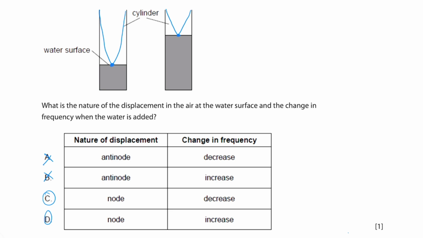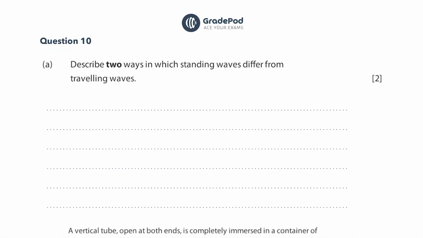What's the frequency? Well, you can see here that the wavelength of this wave has decreased compared to that one. And if the wavelength has decreased, the speed stays the same, means the frequency must increase. So we want an increase in frequency. The answer is D.